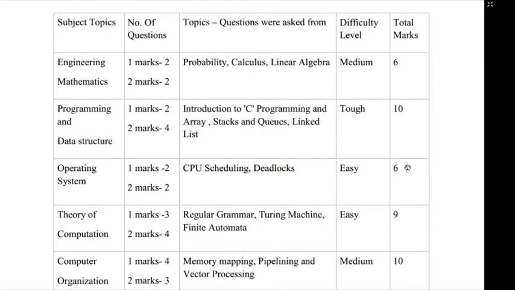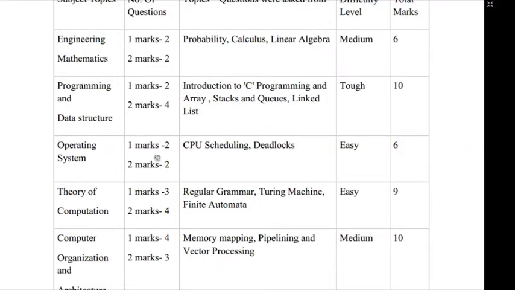In the operating system topic, around 2 1-mark questions and 2 2-mark questions have been asked. CPU scheduling and deadlock are the topics from where the questions were asked, which are very easy questions, and totally 6 marks have been awarded. Theory of computation, 3 1-mark questions and 4 2-mark questions have been asked. Regular grammar, Turing machine, and finite automata are the topics, which is very easy. Totally 9 marks have been asked from this topic.